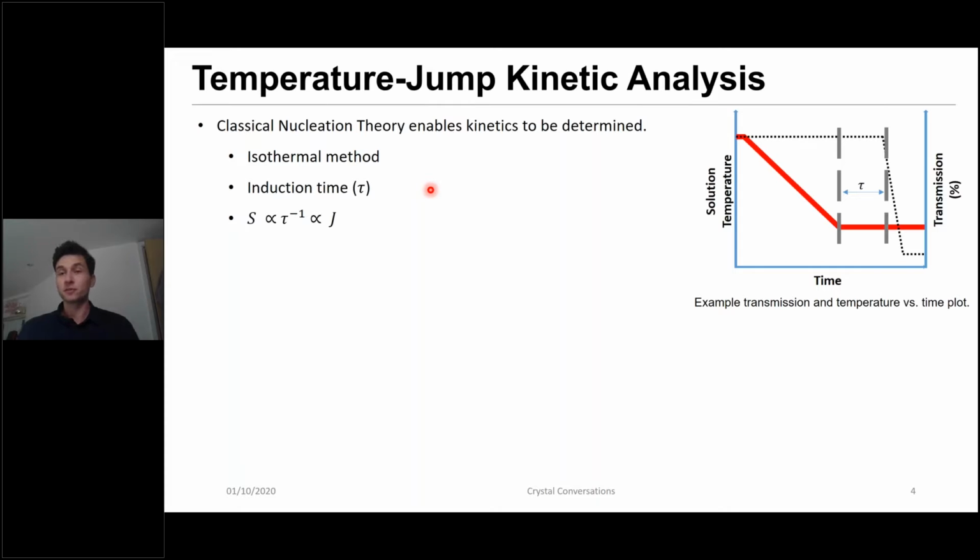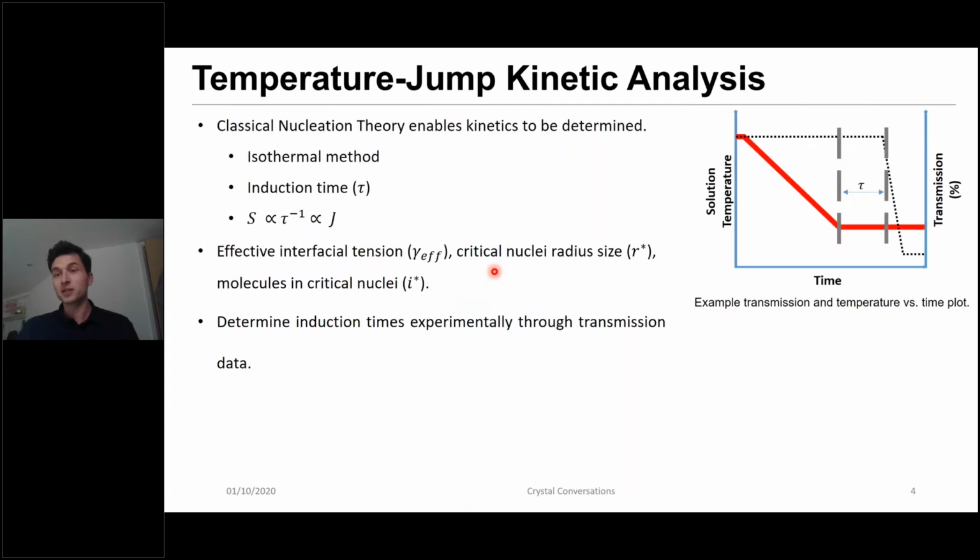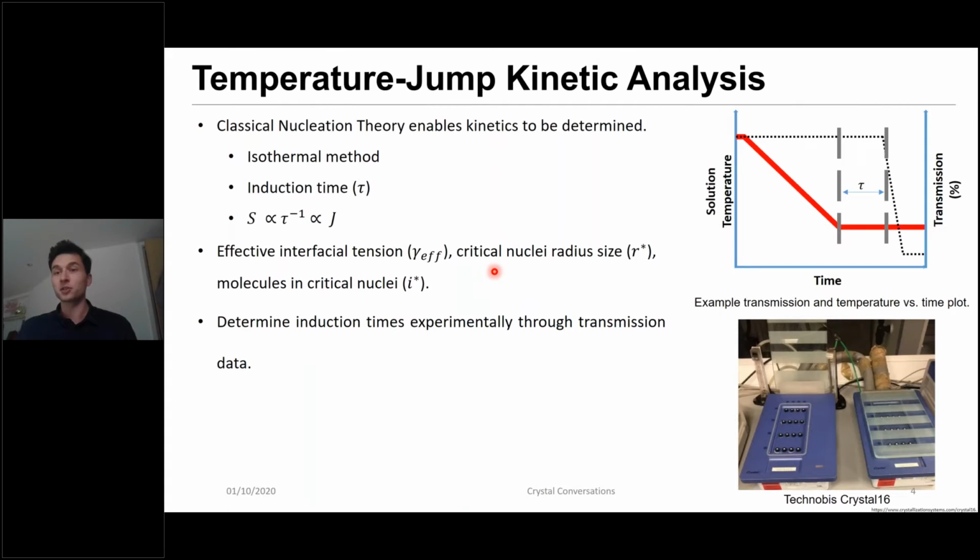Now, through classical nucleation theory assessment, we can determine crystallization parameters such as the effective interfacial tension, the critical radius size, and the number of molecules within this critical nuclei. So we can determine key parameters from it. And we can determine this quite easily experimentally if we take a piece of kit such as the Technobis Crystal 16, which is what I've used for the work I'm going to present, where we've got 16 reactor wells. We have 4 independent heating blocks, and it just uses transmission data to provide information about crystallization and dissolution temperatures.